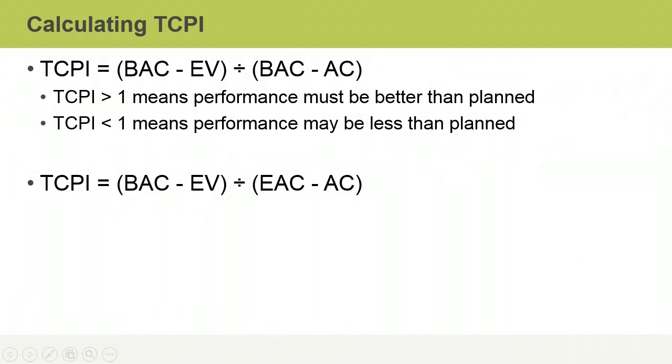In summary, to control cost, it's essential to know how much funding the project has already used and assess whether changes to the original budget are necessary. Forecasting formulas include the Estimate at Completion, or EAC, and the To Complete Performance Index, or TCPI.